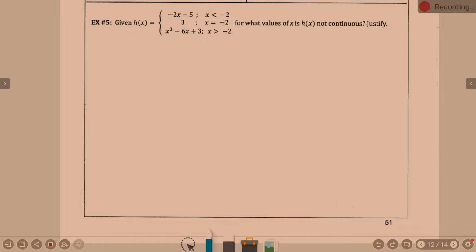So you always want to realize that we need to be able to acknowledge that each piece here is continuous since they are all polynomials. So I'm going to even note that here. Each piece is continuous since they are each polynomials. Okay, so I don't know if that's something you necessarily have to state, but we need to acknowledge it.